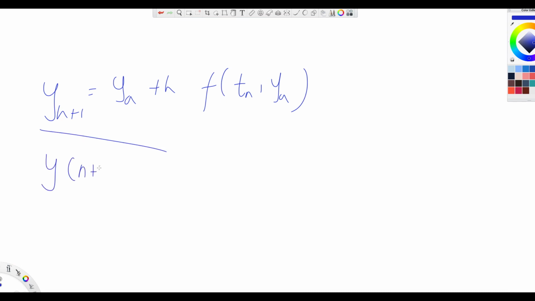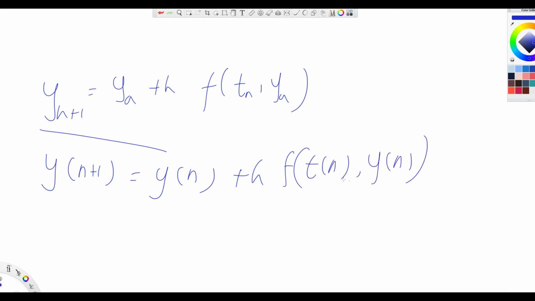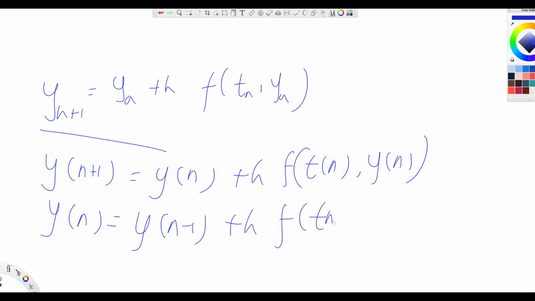y of n plus 1 equals y of n plus h times f of t n, comma, y n, right? This is what you do. But if you replace n by n minus 1, what do you get? You will get y n equals y of n minus 1 plus h times f of t n minus 1, comma, and then y n minus 1.